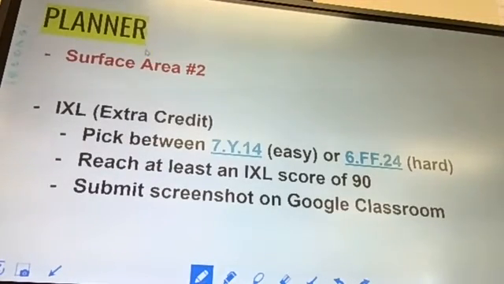Last but not least, for your pattern, please write down surface area number 2 and the IXL. The easy one is on cylinders and the harder one is on pyramids. Reach a score of at least 90 and submit a screenshot on Google Classroom with your name.